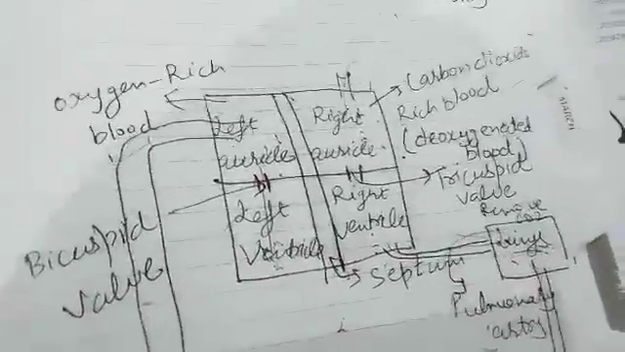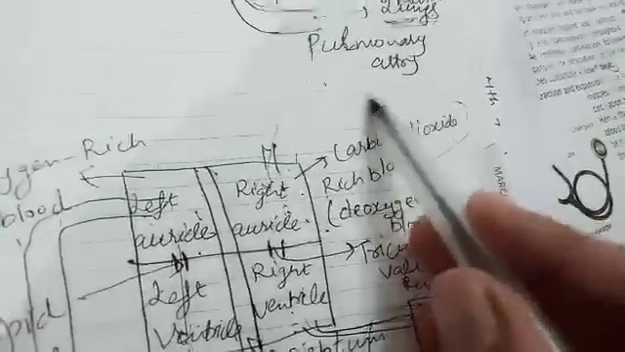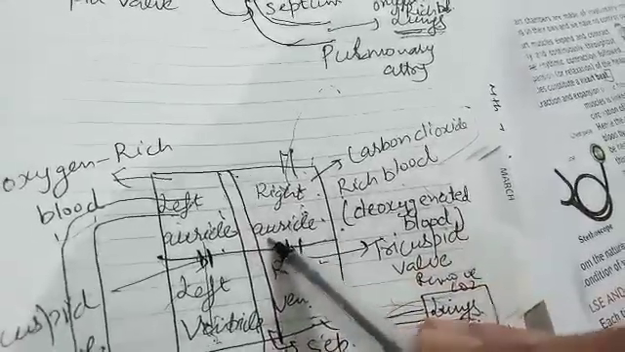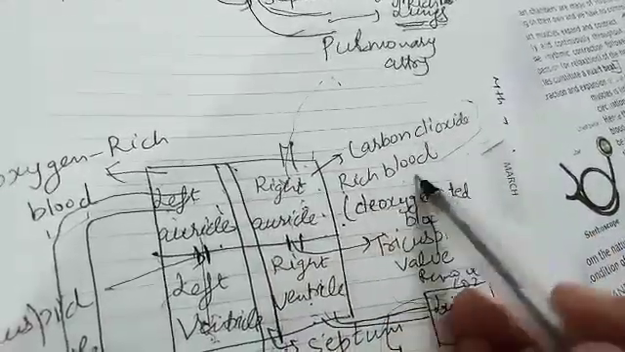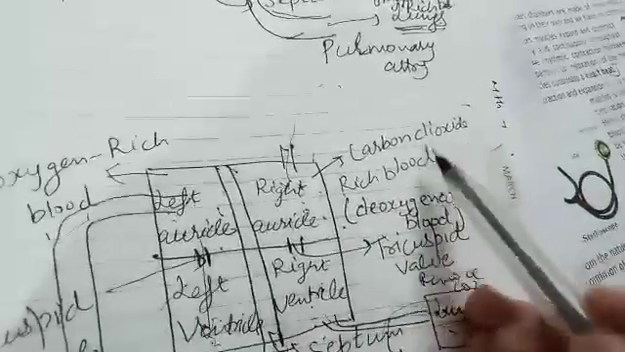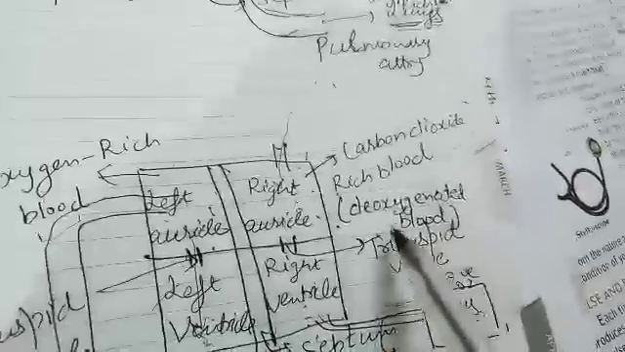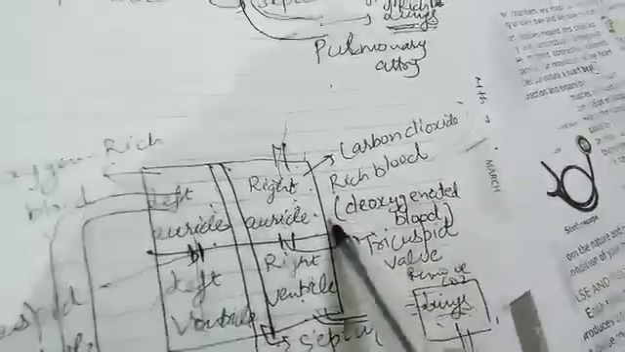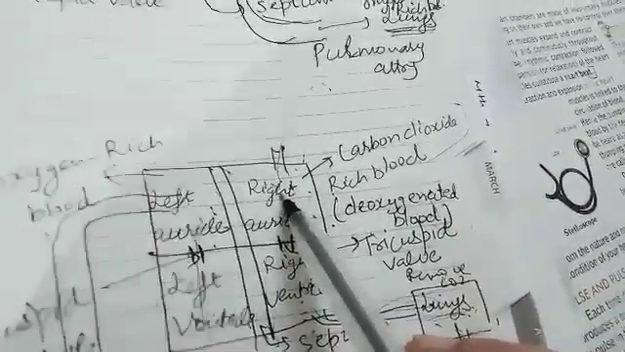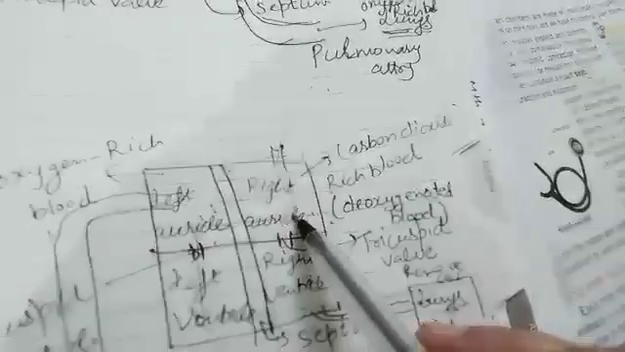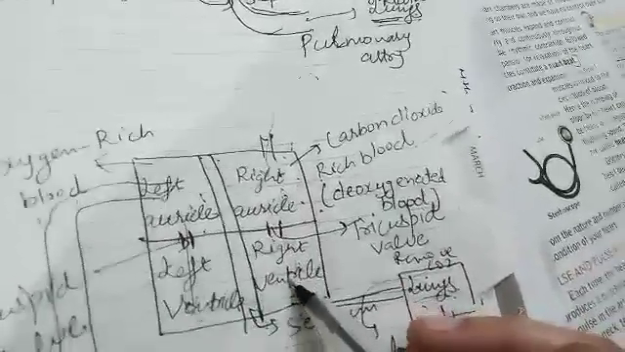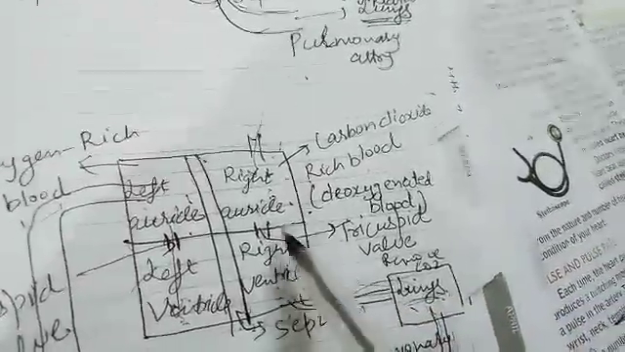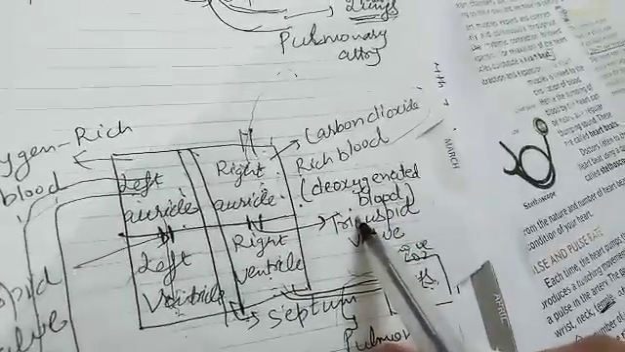Now we will read the working of the heart, means how blood is circulated in our body through the heart. Firstly, from all the parts of our body, blood comes into the right auricle. That blood is carbon dioxide rich blood, also called deoxygenated blood. From the right auricle, the blood passes to the right ventricle through the tricuspid valve.